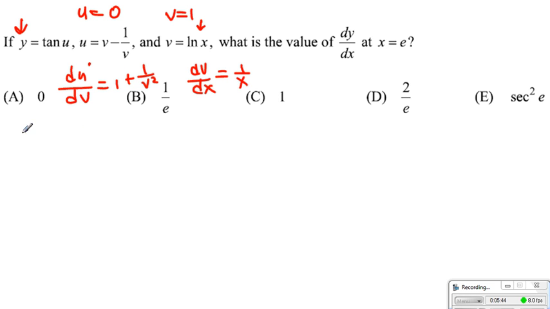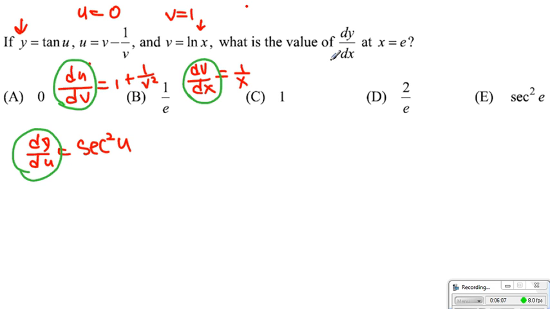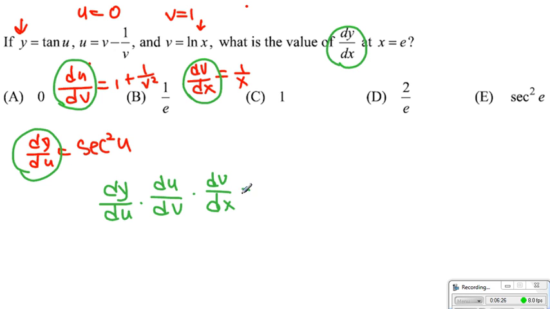Now, you ready? Let's try to put all of them together. dy over du is equal to secant squared u. But how are we going to have dy over du, du over dv, and dv over dx become dy over dx? All we have to do is simply multiply them. So we have dy over du times du over dv times dv over dx must be equal to dy over dx. Now, what is dy over du? That becomes secant squared u, where u is equal to 0. Now, secant squared of 0 is equal to 1.